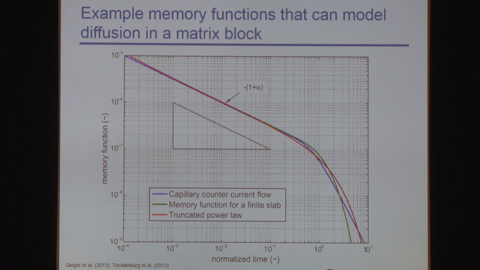What we can then do is go back to, again, this probabilistic transport modeling. In each matrix block, you take a memory function, so the probability that something is going to move as a function of time. We pick out the right memory function to model diffusion in a rock matrix block. So here you see memory functions for capillary countercurrent flow, in blue, compared with memory functions for a finite slab or a truncated power law. So you can use these memory functions to model diffusion in the rock matrix.